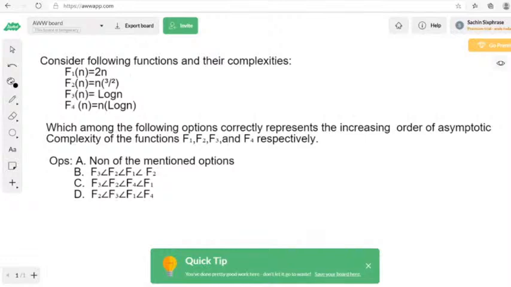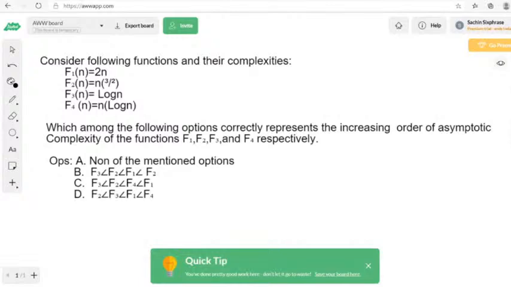Now tell me what you want to ask, what is the doubt. A few people said 3 1 4 2. Yes, it's exactly 3 1 4 2, and there is no option with 3 1 4 2, so the answer is none of the mentioned options. Not only like this, there are many questions regarding asymptotic complexities which are coming up.